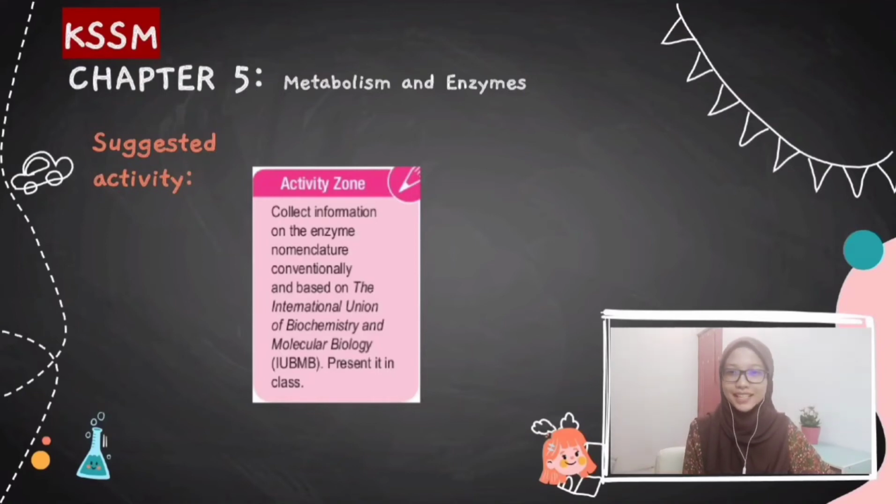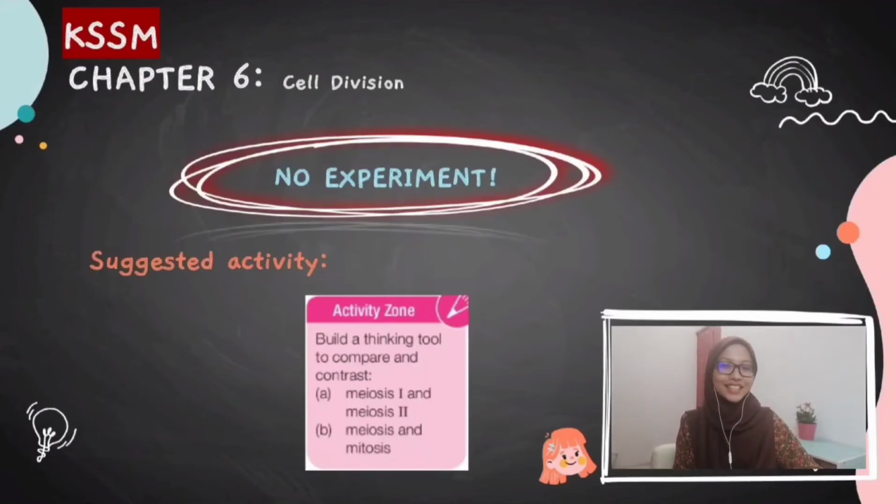Next, in Chapter 6, Cell Division in KSSM, there is also no experiment suggested. However, there is one activity suggested in the activity zone, whereby students can make a thinking tool to compare and contrast between meiosis and mitosis, which are the most important processes in cell division.